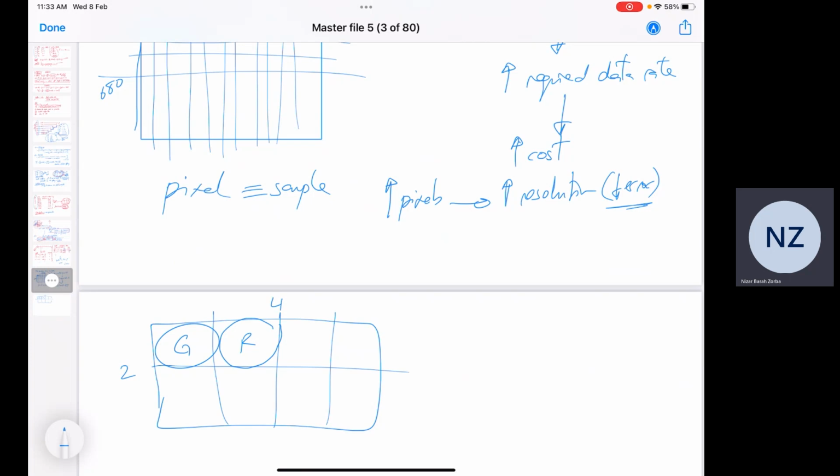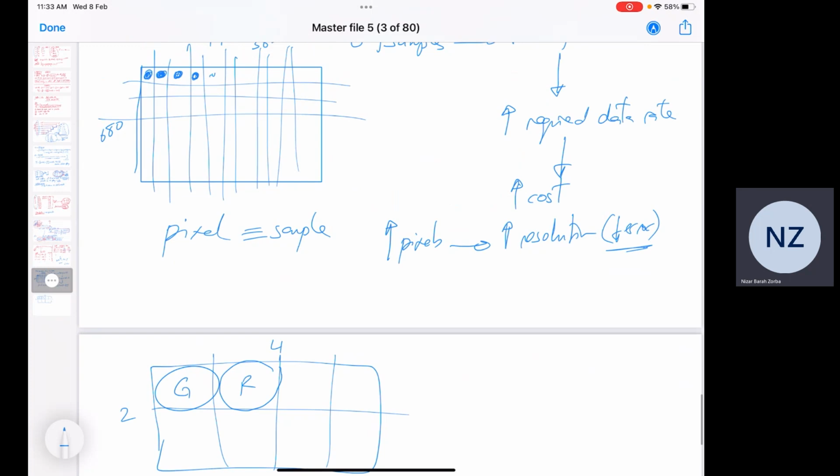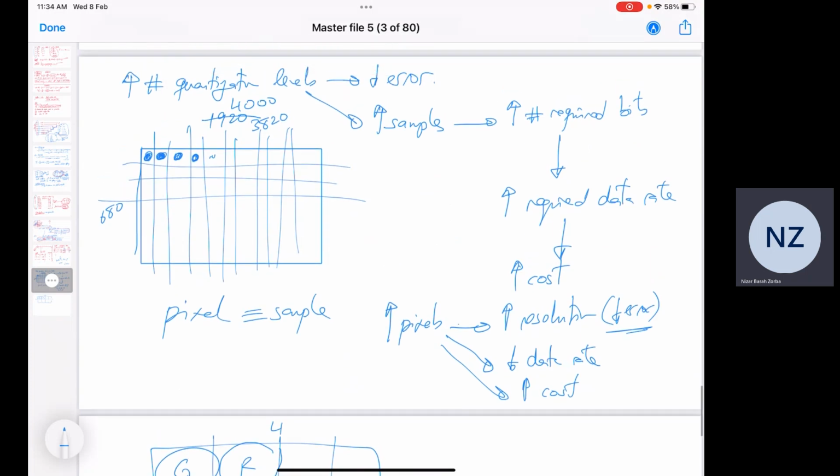So here, increasing the pixels is very good in terms of resolution. The quality is more, but increasing the pixels can decrease the data rate, because you have a fixed data rate, so it will take more time to download. It might increase the cost, depending on how you are connecting. So increasing the number of pixels is not necessarily always a good option.